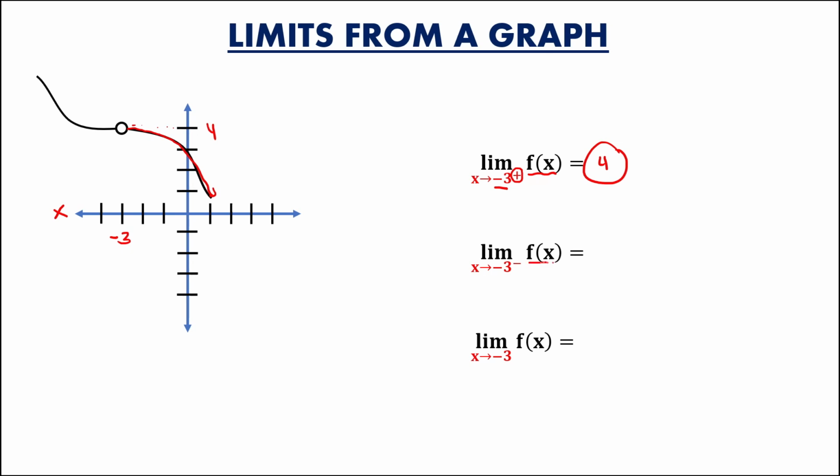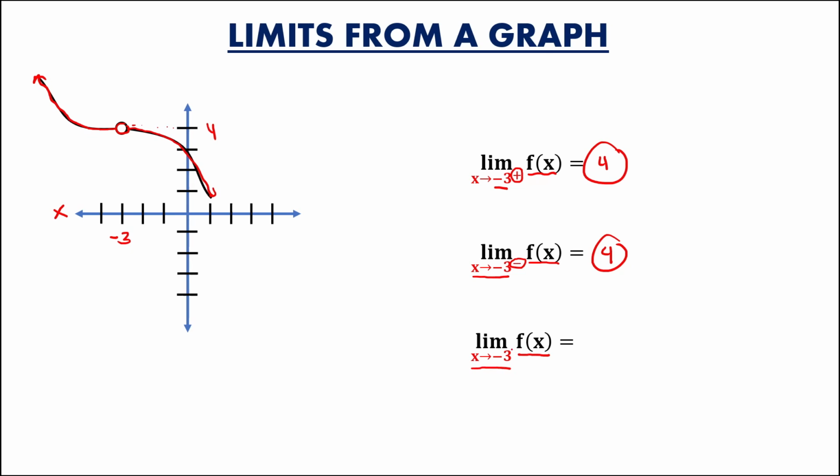Then for this limit of a function as x approaches negative 3, this one is negative, so it is the left side limit, and from this coordinate there is a left side limit, so this limit is also equal to positive 4.